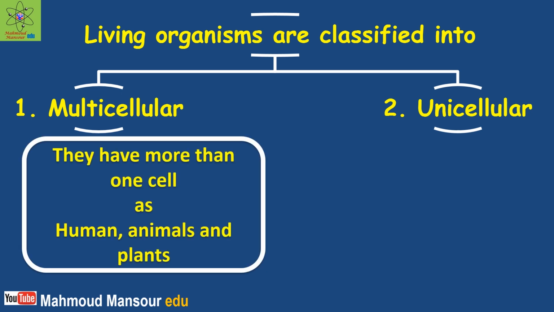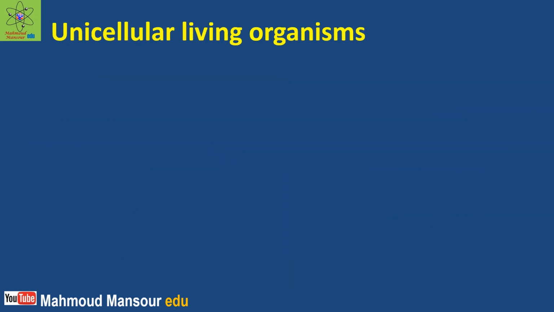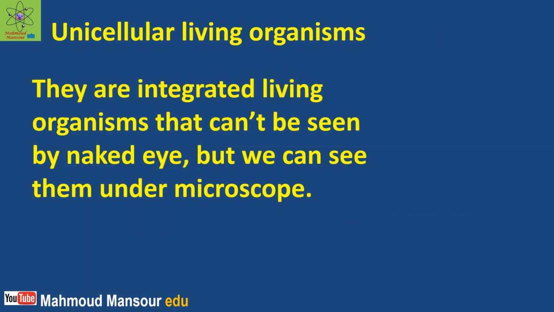Multicellular living organisms have more than one cell, such as humans, animals, and plants, while unicellular living organisms have one cell, such as bacteria and yeast fungus. The unicellular living organisms are integrated living organisms because they have the ability to do all biological functions. They cannot be seen by our naked eyes, but we can see them under the microscope.